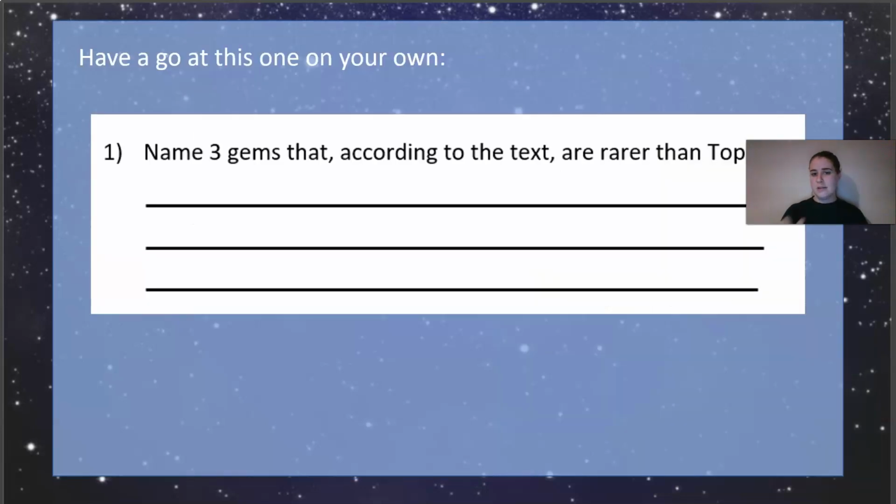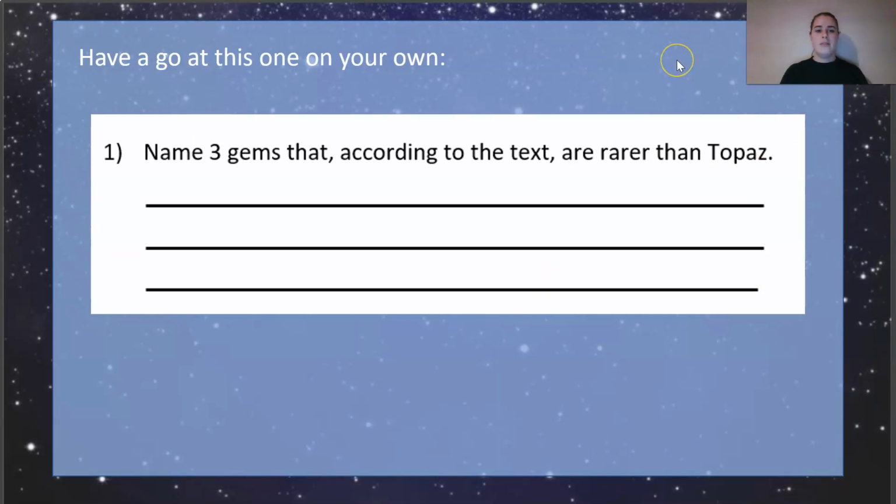Okay, so now it's your turn to have a go. Okay, let's move my beautiful face out of the way. So have a go at this one on your own. So can you name the 3 gems according to the text that are rarer than topaz? So you're going to need to think about what the key words are in your question, what words you're going to need to look for in the text that's going to help you with the answer. I need to think about what information you need to include. Okay, so have a go at writing that question down and highlight or underline the keywords and see if you can find it in the text.